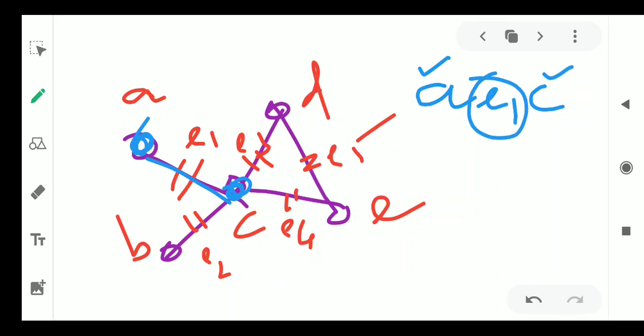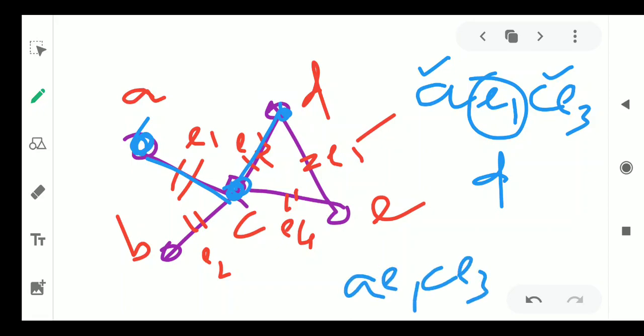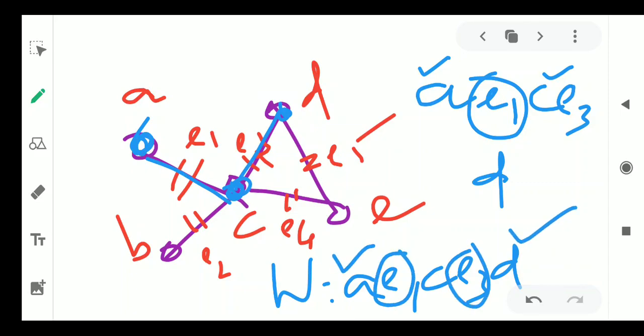Now let me move along E2. Or this is E3 rather, this is E3. So let me move over E3. So E3, then what is the end vertex of that? It is D. So I have reached here. So I can say A, E1, C, E3, D is a walk in this graph. So it starts with a vertex, ends with a vertex, and these are the edges. So length of this walk is 2.